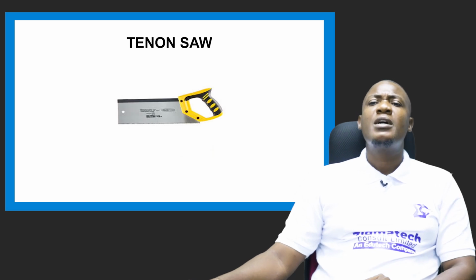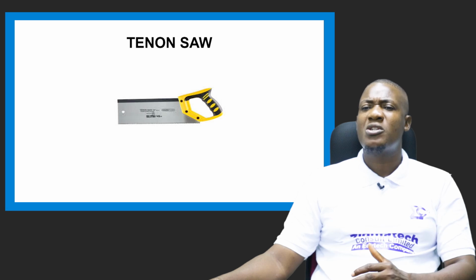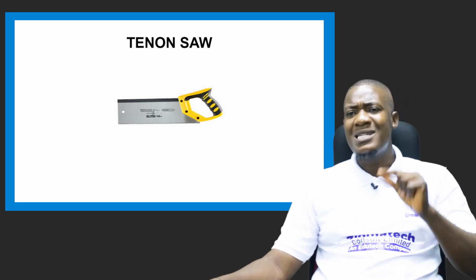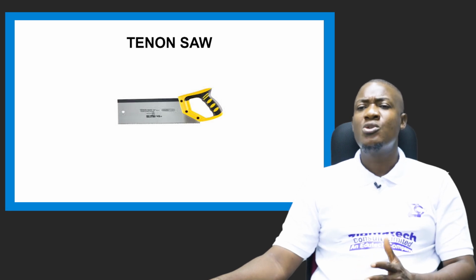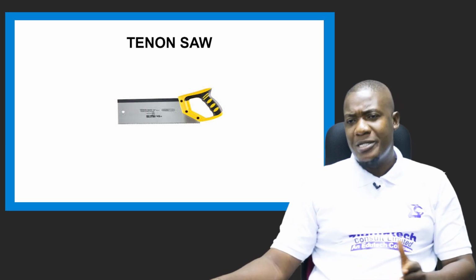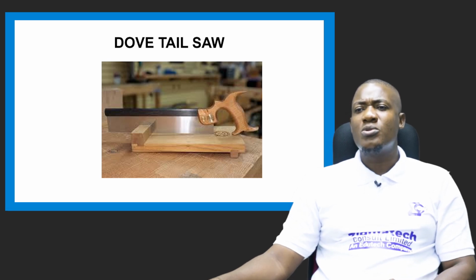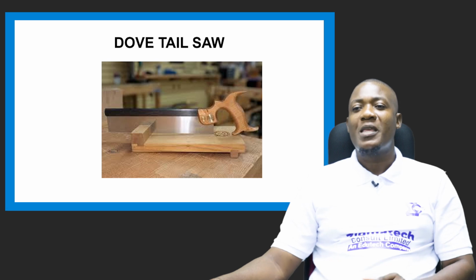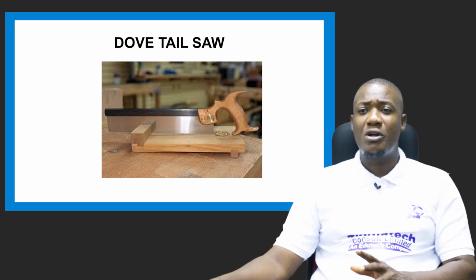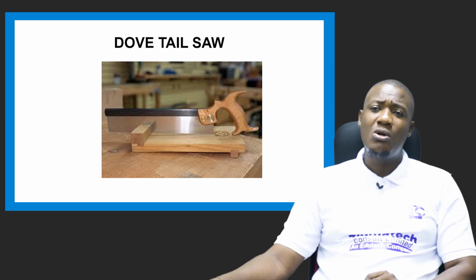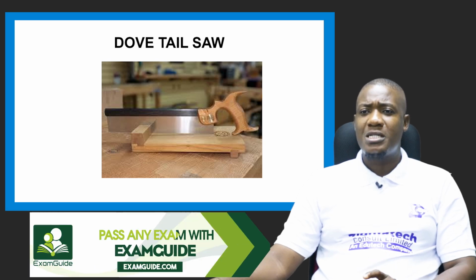We also have another saw here we call the tenon saw. I'm showing the pictures so that when you see them, you can easily identify them. This is a tenon saw. Basically, a tenon saw is used to cut tenon joints. We have a dovetail saw also. Can you see the design? It looks like that of a tail of a dove. That's where it got the name from, a dovetail saw. A dovetail saw is used to cut dovetail joints.